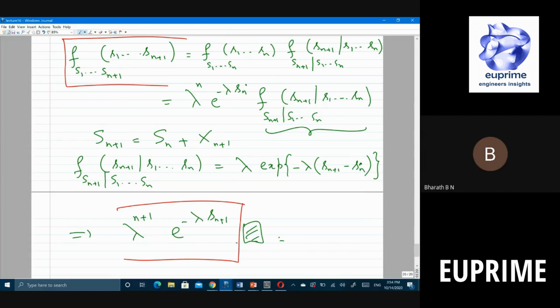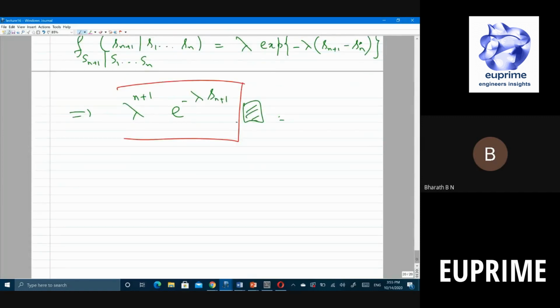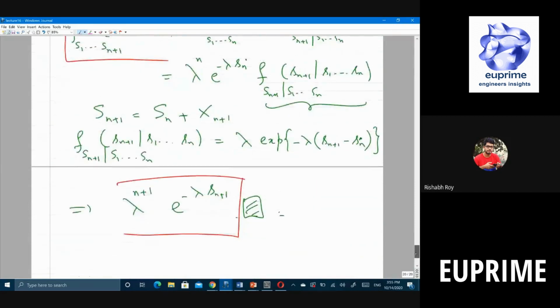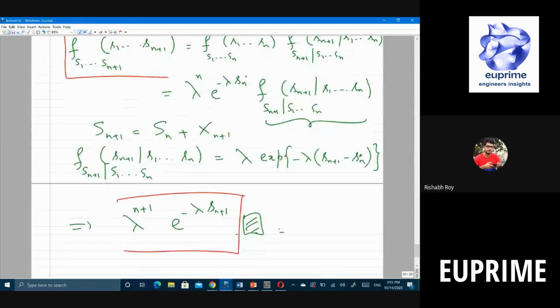Otherwise, it's not a density and whatever we have proved is incorrect, right? So, can you prove that? Can you prove that when I integrate this, I'll get 1? How do you do that? Anyone? Do you think, sir, this is complete? Yes. This Sn plus 1 in the expression can be written like x1 plus x2 plus x3 up to xn plus 1, and then e to the power of exponential of the summation.